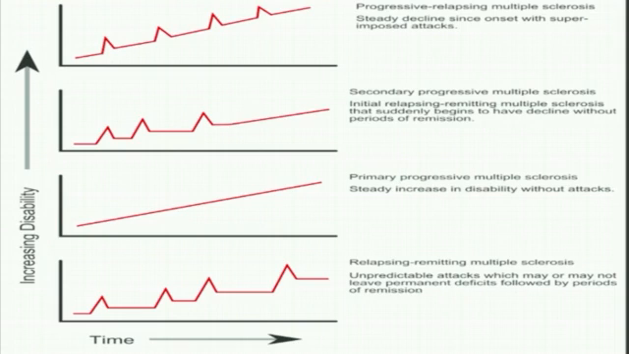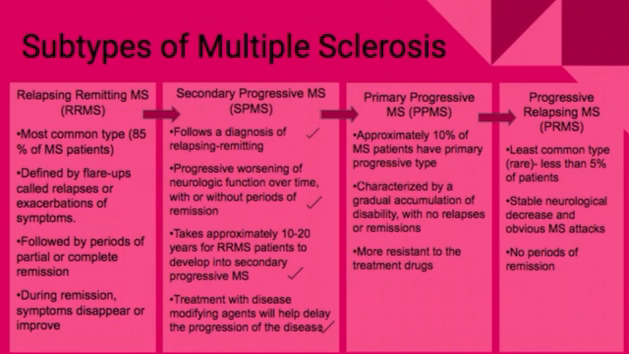The second one shows her current diagnosis, which is secondary progressive MS, and you can see that the initial relapsing remitting MS suddenly begins to decline without periods of remission. The third one shows primary progressive MS, which is just a steady increase of disability without any superimposed attacks. And the last one, which is relapsing remitting multiple sclerosis, shows unpredictable attacks which may or may not leave permanent deficits, followed by remission. Another look at the subtypes of multiple sclerosis.